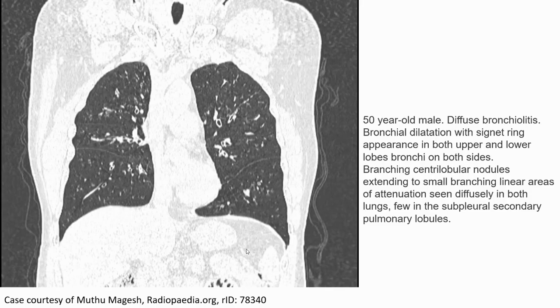This is another case of a 50-year-old male with diffuse panbronchiolitis. We can see bronchial dilatation with signet ring sign in both upper and lower lobe bronchi on both sides. Branching centrilobular nodules extending to small branching linear areas of attenuation are seen diffusely in both lungs, reaching the subpleural secondary pulmonary lobule.